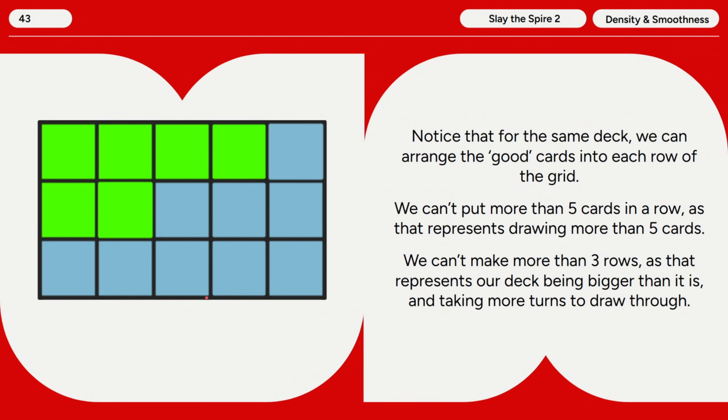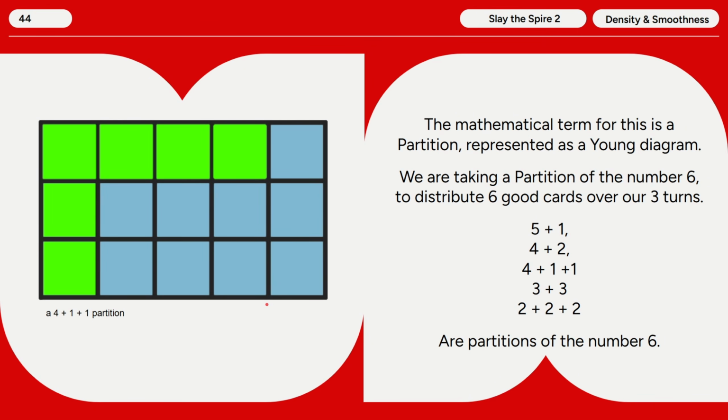Notice though, for the same deck here, we can arrange the good cards into each row of the grid. We can't put more than 5 cards in a row here because it's only 5 slots wide, and we can't make it bigger than 3 rows because after 15 cards, you reshuffle the deck, right? And so that would represent a deck bigger than the one that we have. It would take more turns to draw through the bigger deck than we actually have. The mathematical term for this is called a partition, and what we're representing over here on the left-hand side is called a Young diagram, or it's a variation of a Young diagram.